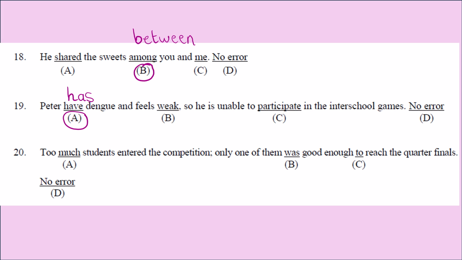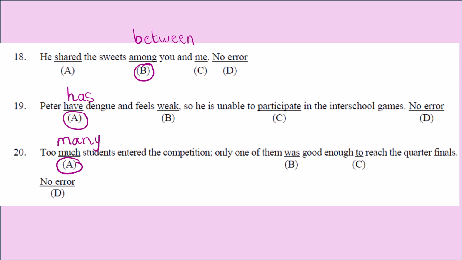Number 20. 2 more students entered the competition. Only one of them was good enough to reach the quarterfinals. And our error is at A. Now we're talking about the students, so we don't use much. We need to use the word many. We use many if something is quantifiable, and we can count the students.